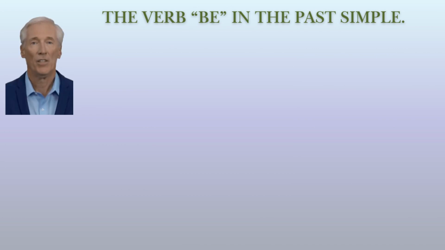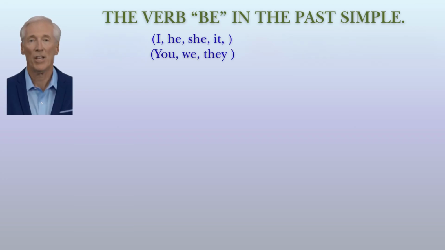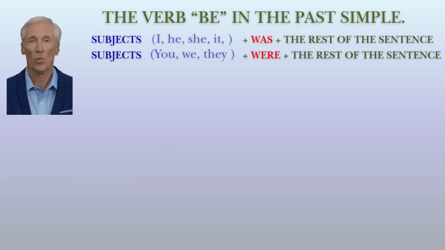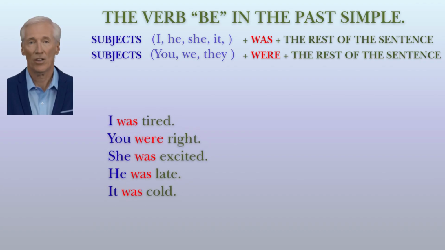The verb be is unique because it's the only verb in the simple tenses that changes its form depending on the subject. In the past simple, be has two irregular forms, was and were. Forms: I, he, she, it, was. You, we, they, were. Examples: I was tired.